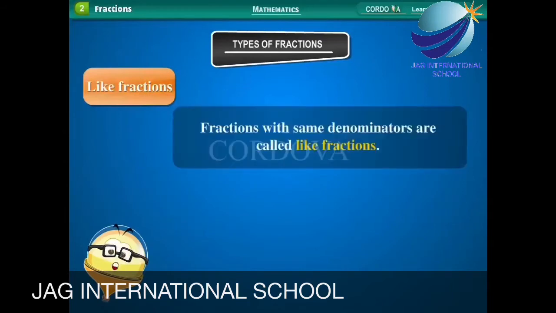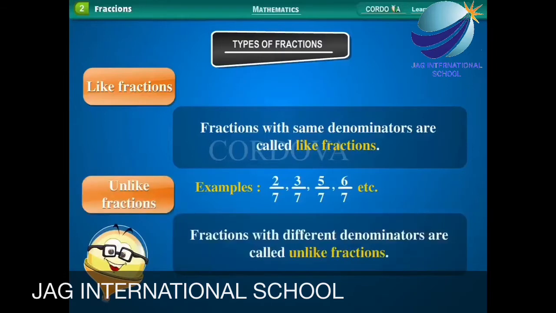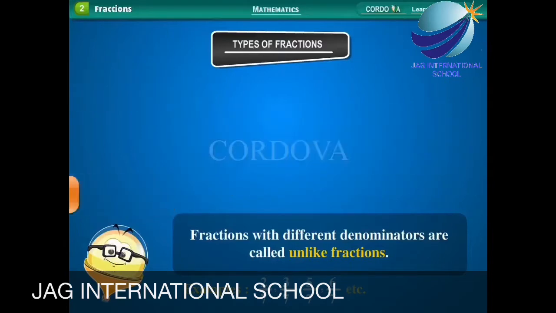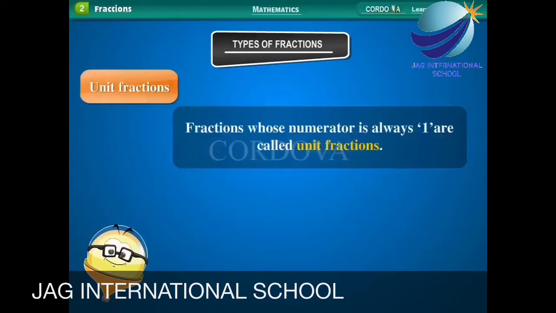Like fractions. Fractions with the same denominators are called like fractions. Examples: 2 upon 7, 3 upon 7, 5 upon 7, 6 upon 7, etc. Unlike fractions. Fractions with different denominators are called unlike fractions. Examples: 1 upon 2, 5 upon 7, 4 upon 9, etc. Unit fractions. Fractions whose numerator is always 1 are called unit fractions. Examples: 1 upon 3, 1 upon 5, 1 upon 7, 1 upon 9, etc.